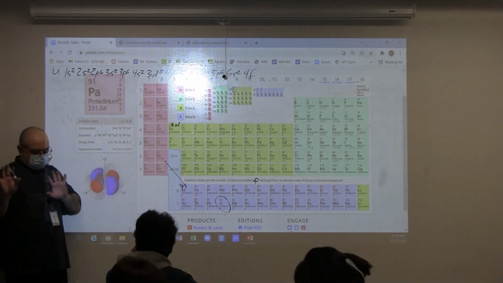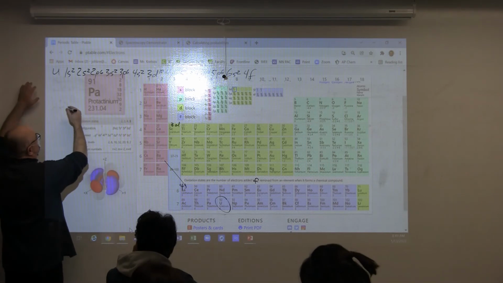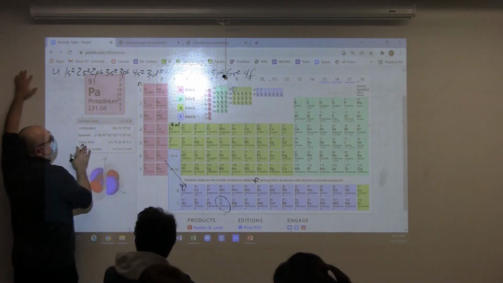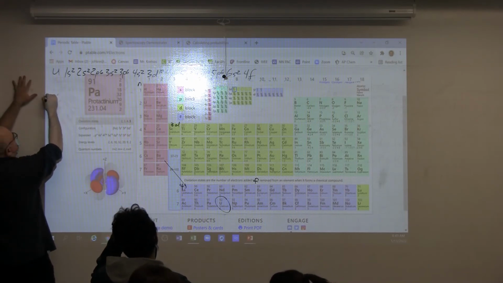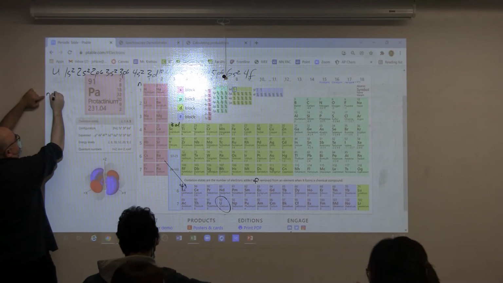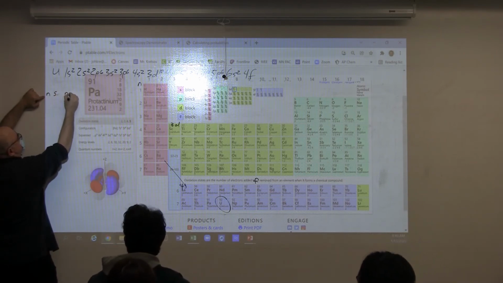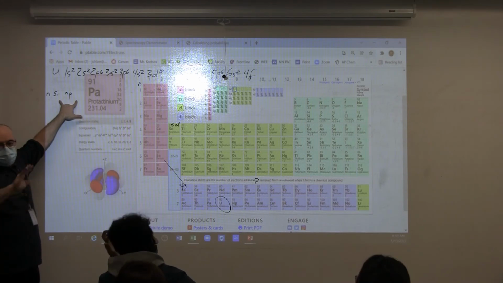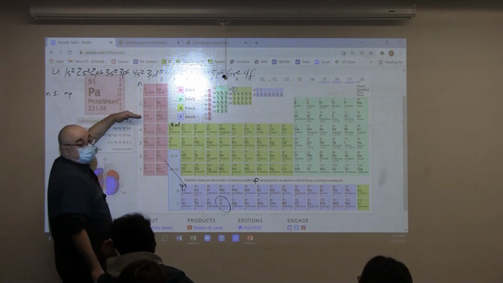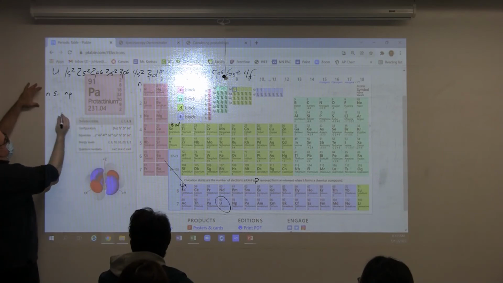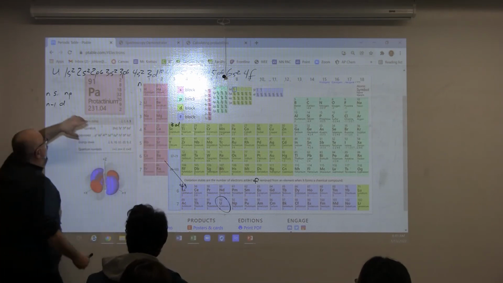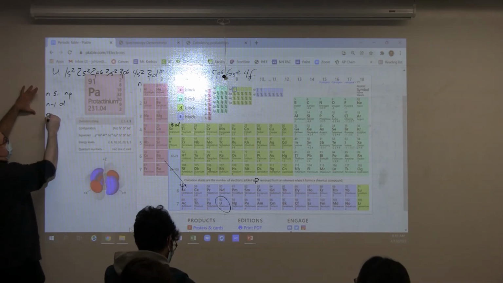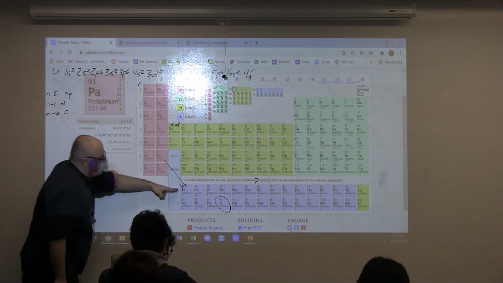And for D, it's one. So look at it this way: if N is the row I'm in, it's always going to follow this pattern. The N will always be lined up with the S and the P, so you always match the row with S and P. It's always consistent. 1S, 2S, 3S. When you get to the D orbitals, it's going to be one behind, in any of the rows: 3D, 4D, 5D, 6D. When you get to the F orbitals, it's always going to be two behind: 4F, 5F. That's it.